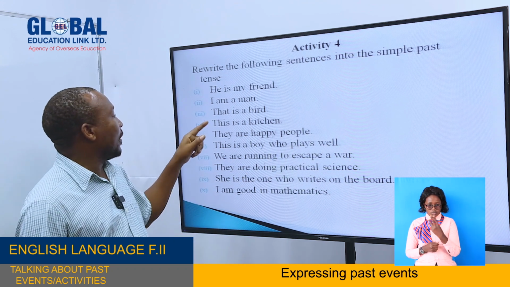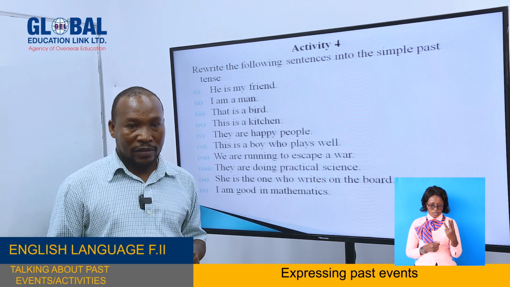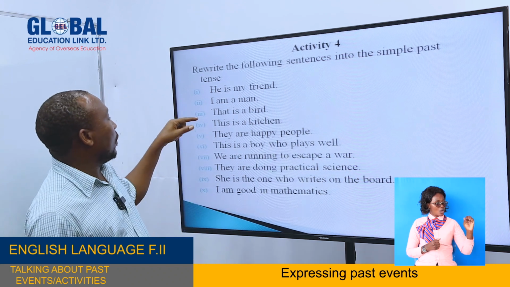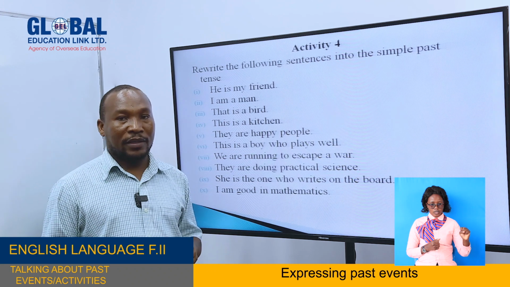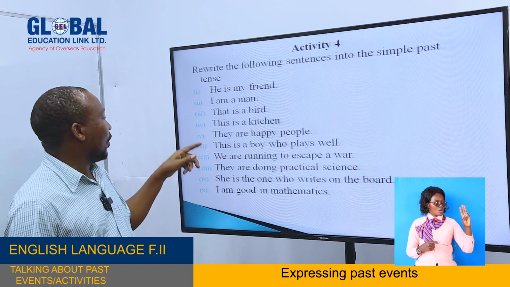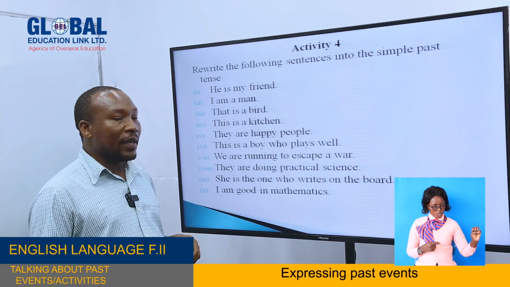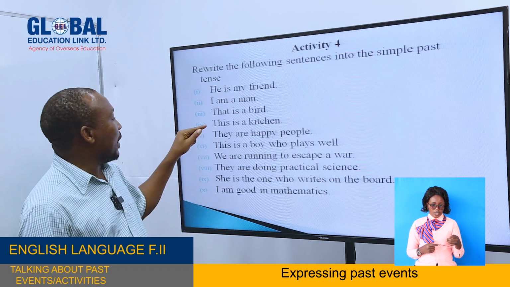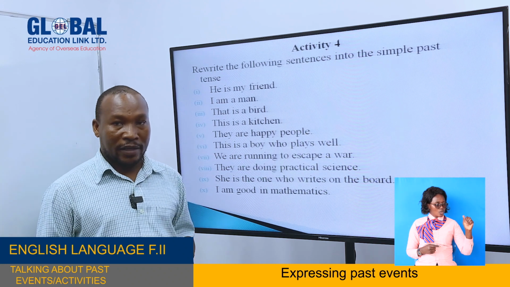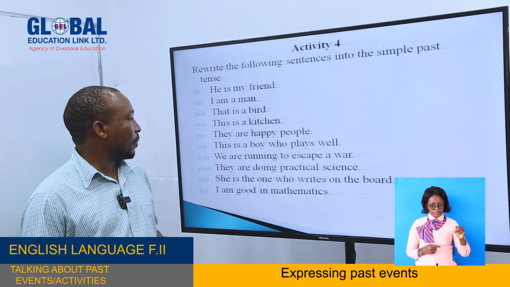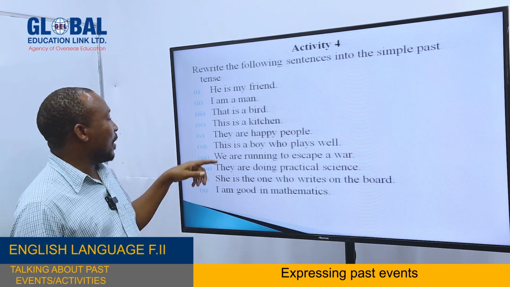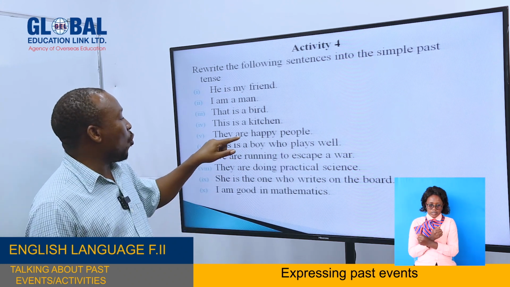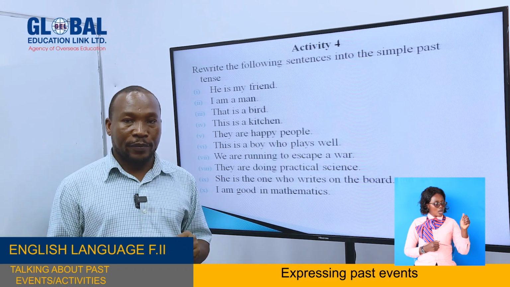Roman 3, that is a bird. Is, to be past, it will be was. Therefore, that was a bird. Roman 4, this is a kitchen. It will change to be, this was a kitchen. Roman 5, they are happy people. It will be, they were happy people.